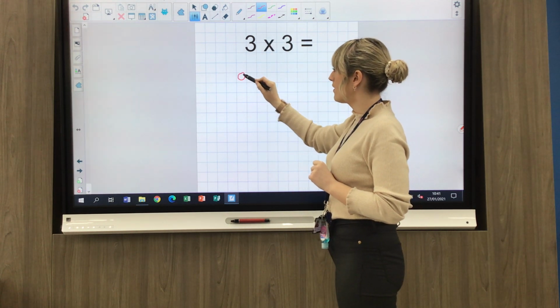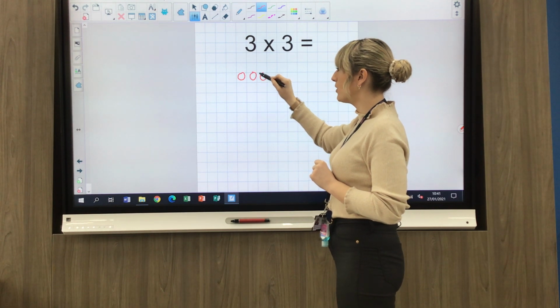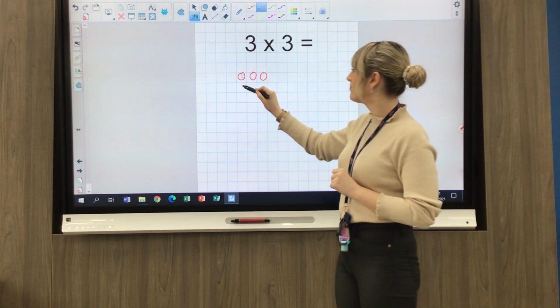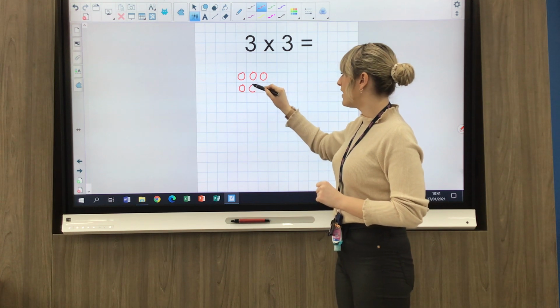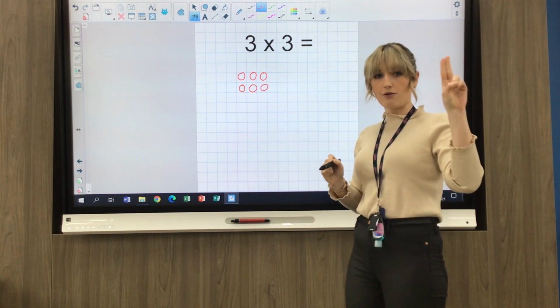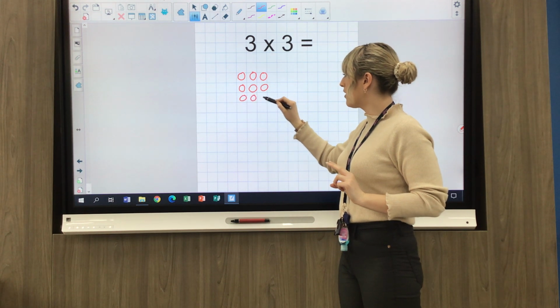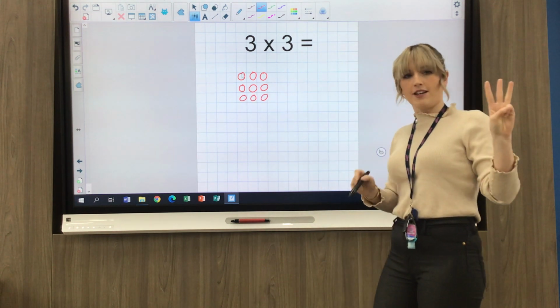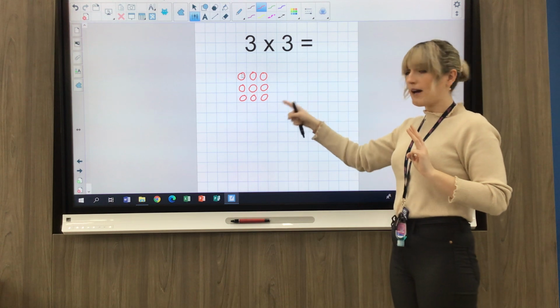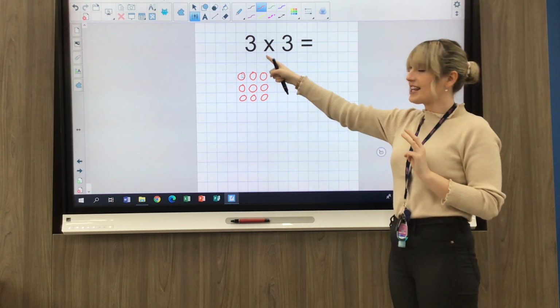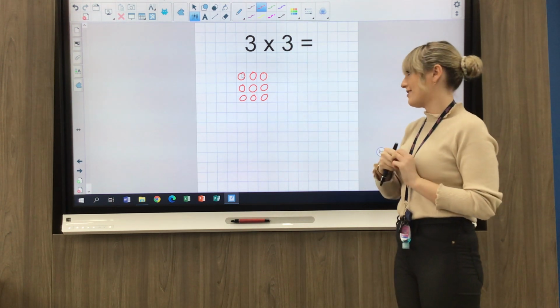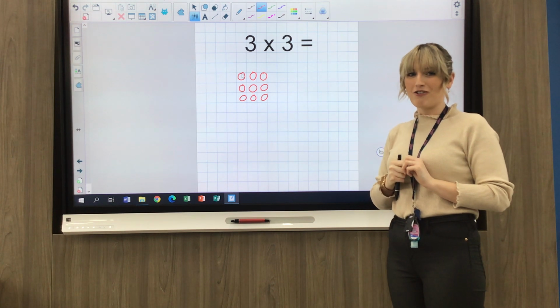So there's 1 lot of 3. There's another lot of 3, so 2 lots of 3. And now I've got 3 lots of 3. So that's my array, my drawing to match 3 lots of 3. I'm sure you found the answer already.